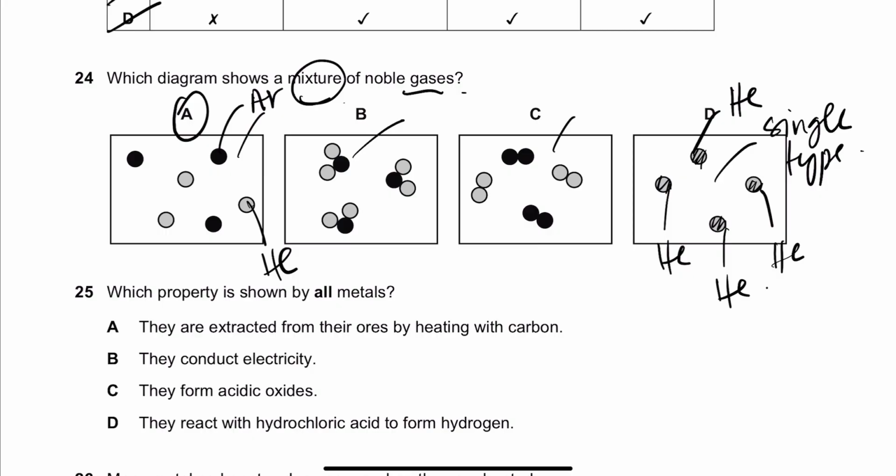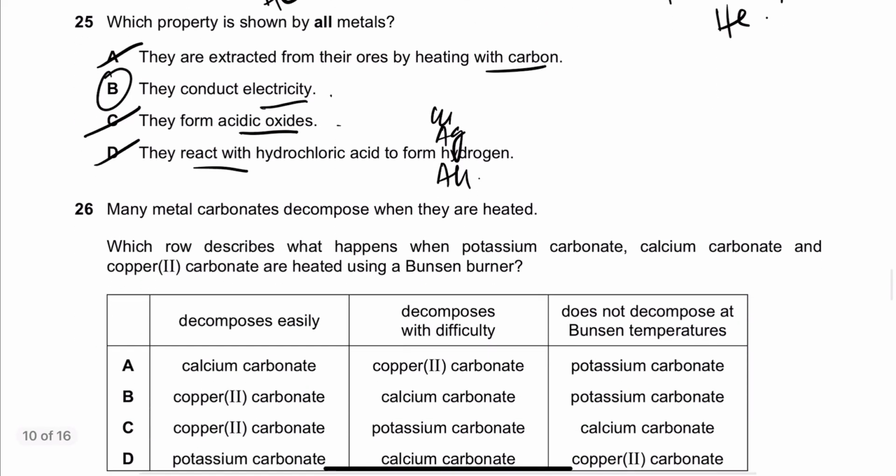Which property is shown by all metals? So all metals do conduct electricity. Yes, that's right. Not all metals can be extracted from their ores by heating with carbon. You realize the metals which are more reactive than carbon cannot be displaced or reduced by carbon. Okay, they form acidic oxides. No. Non-metals, mostly non-metals form acidic oxides. They form basic oxides, and they react with hydrochloric acid to form. What you realize is they do react, but copper does not react, silver does not react, gold does not react because they're less reactive than hydrogen, so they can't displace it.